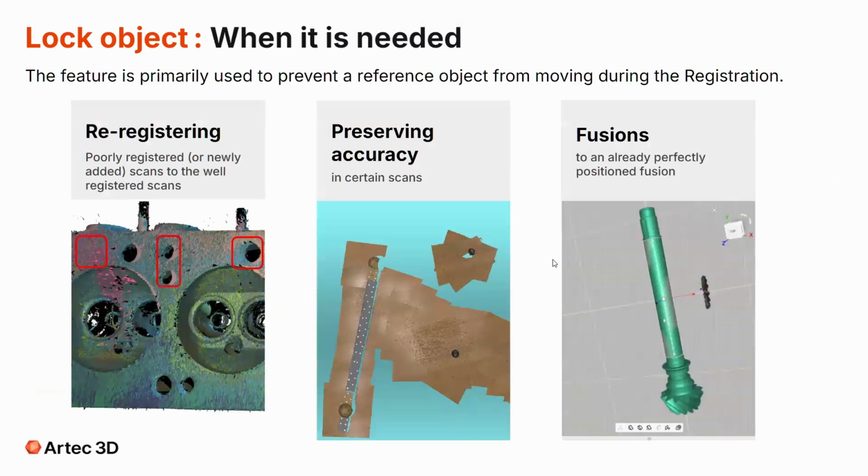Okay, so as we look at the specific use cases for lock object, you'll notice they mirror the lock frames workflow in general. However, the key difference is that here we aren't just stabilizing the internal frames, we are anchoring the entire object in 3D space. So there are three main scenarios again, where this is a lifesaver: re-registering, preserving accuracy, and locking fusions. So let's take a closer look at these three examples to see where the unique power of the object lock really shines.